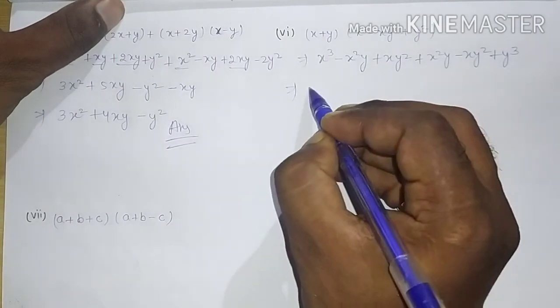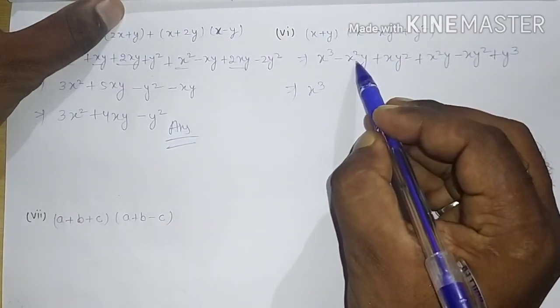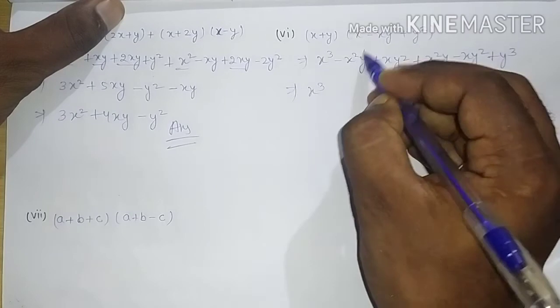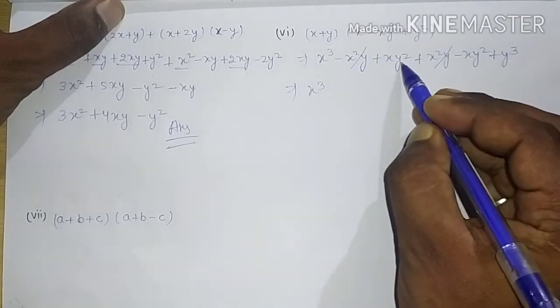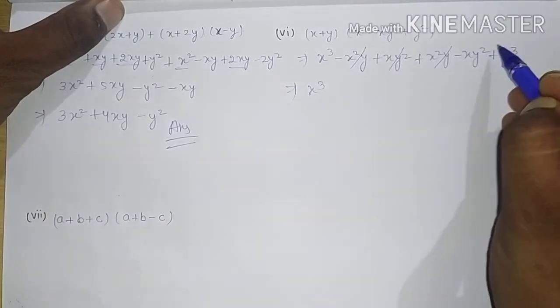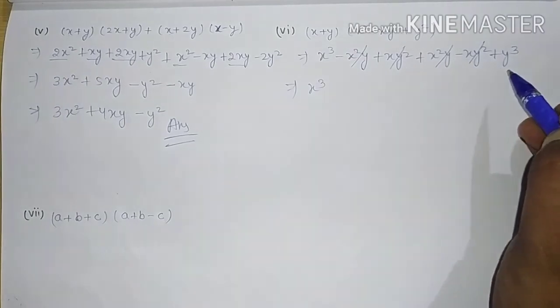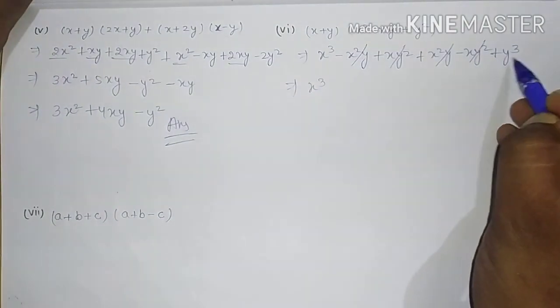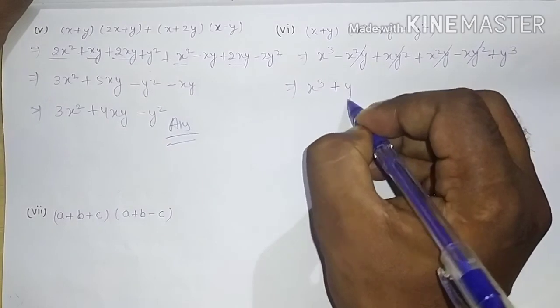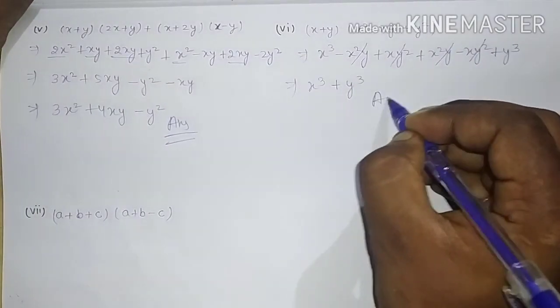Now minus x square y and plus x square y, it will be cancelled out. Xy square and minus xy square, it will be cancelled out. What is left here? Plus y cube. So x cube plus y cube. Now this is the answer.